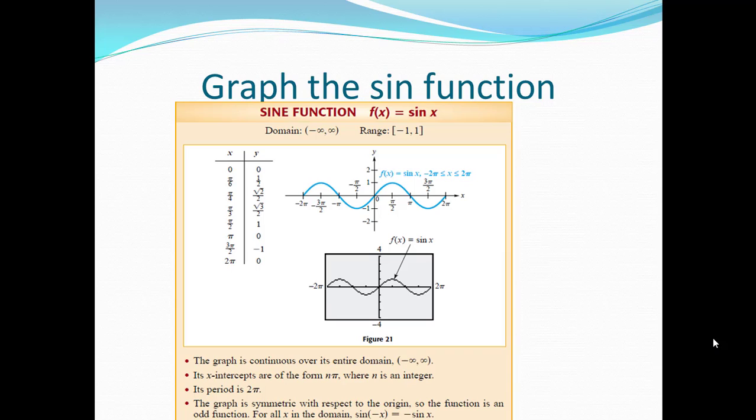And about the range, if I speak about the maximum point I reach on the graph of sine and the minimum point, you will find they are negative 1 and 1. So the range will be from negative 1 to 1. And this function is continuous, and I can tell you this function is symmetric about the origin. If it is symmetric about the origin, it will be an odd function, not an even function.